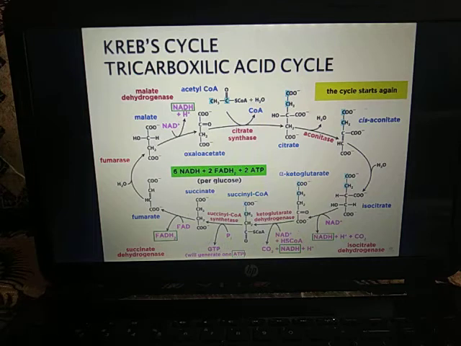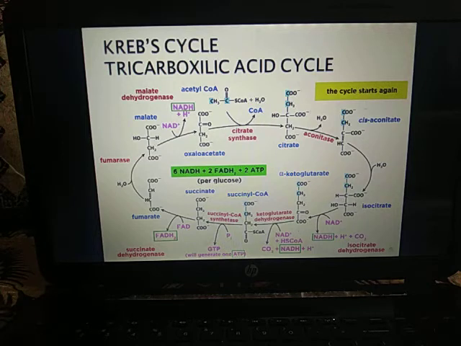The enzyme complex contains TPP and lipoic acid. The product combines with coenzyme A to form succinyl coenzyme A. Now, the next step is the conversion of succinyl coenzyme A to succinate.